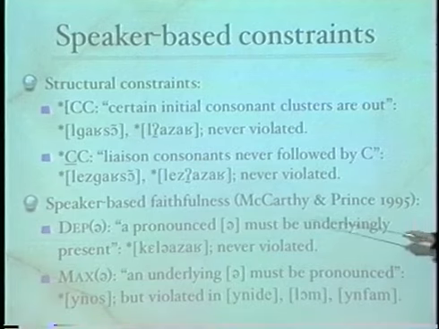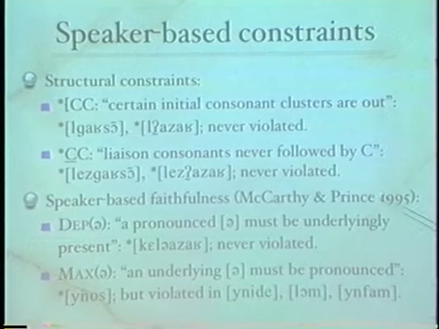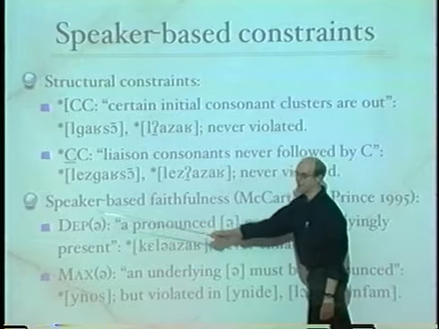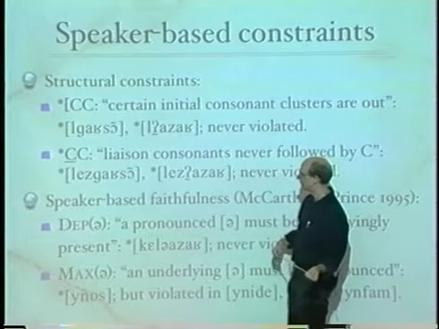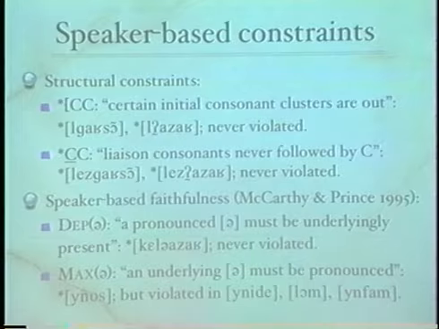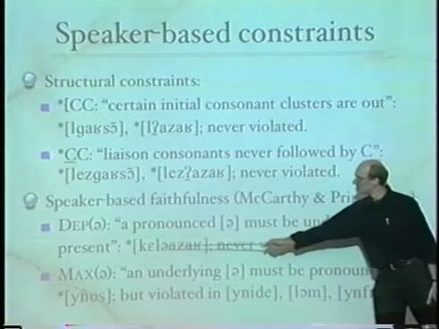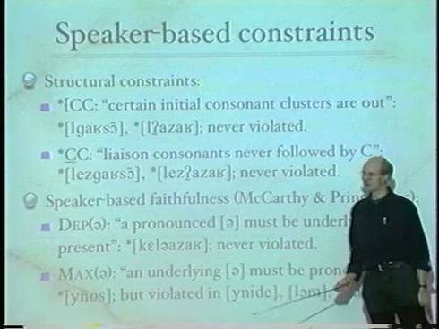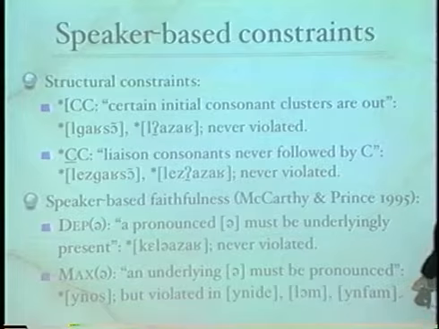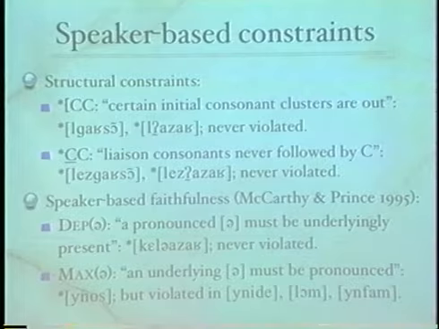And then the main point, speaker-based faithfulness, as proposed by McCarthy and Prince, 95. That's faithfulness for a two-level phonology with underlying forms and surface forms. For instance, the constraint DEP schwa, whatever DEP means, is an abbreviation for something quite ununderstandable, but DEP schwa means that a pronounced schwa must be underlyingly present. So the phrase quel hasard is ruled out by this constraint because it contains a schwa that's not present in the underlying form. So you don't insert stuff that's not in your lexicon. That's never violated in French either, at least not in today's simplification.